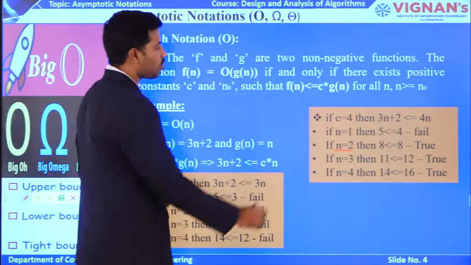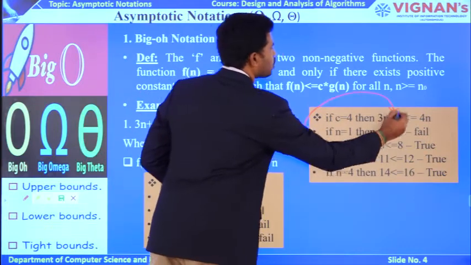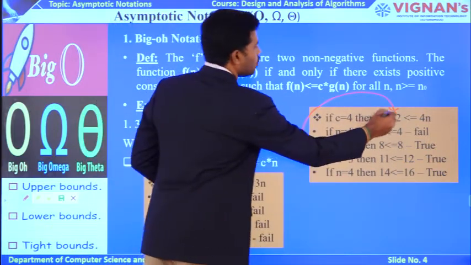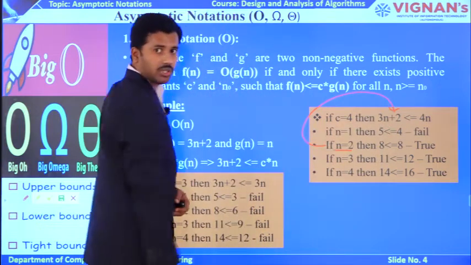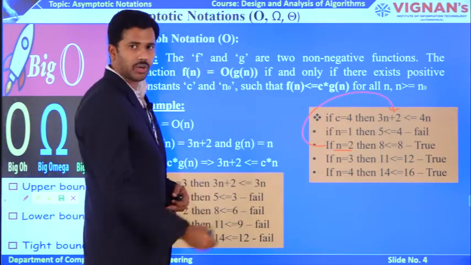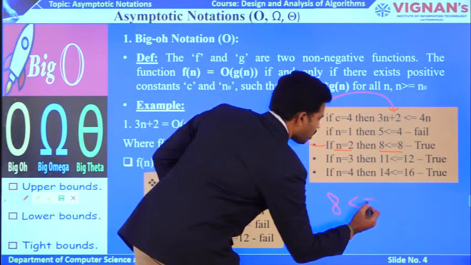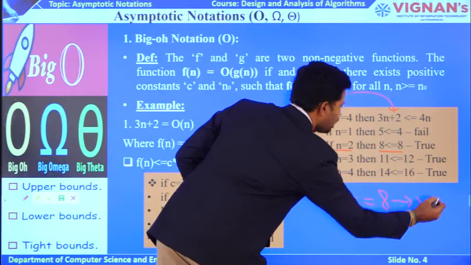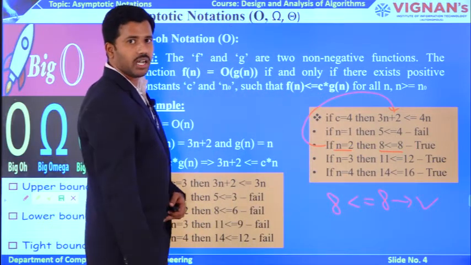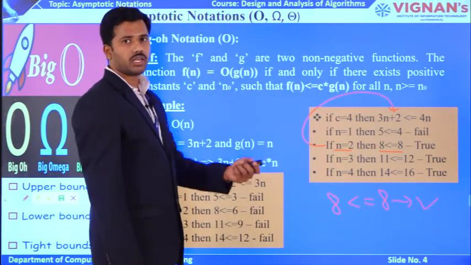If you take n value equal to 2, you try to submit n value equal to 2 in this relation. So, 3 into 2 which is going to be 6, 6 plus 2 which is 8, less than or equal to 4 into 2, 8. So, you will get an equation 8 less than or equal to 8. Now, my relation starts satisfying at c equal to 4 and n equal to 2.